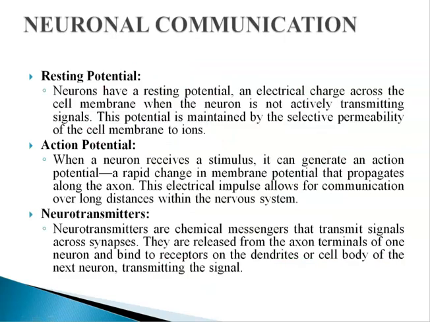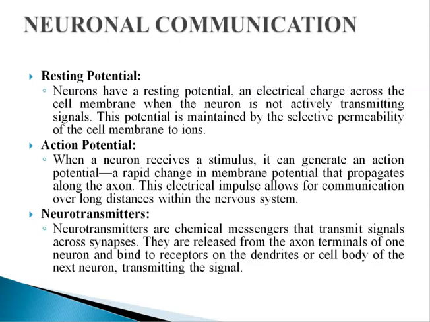Neuronal communication involves the resting potential, action potential and neurotransmitters. Neurons basically have a resting potential, that is an electric charge across a cell membrane, and this potential is maintained by the selective permeability of the cell membrane. Action potential: when a neuron receives a stimulus, it can generate an action potential, that is a rapid change in the membrane potential which propagates along the axon. This electric impulse allows communication over longer distances within the nervous system.